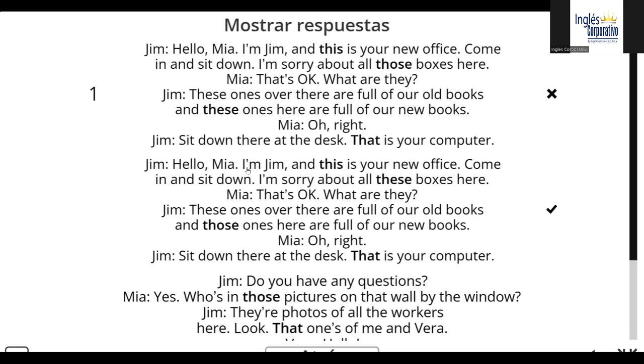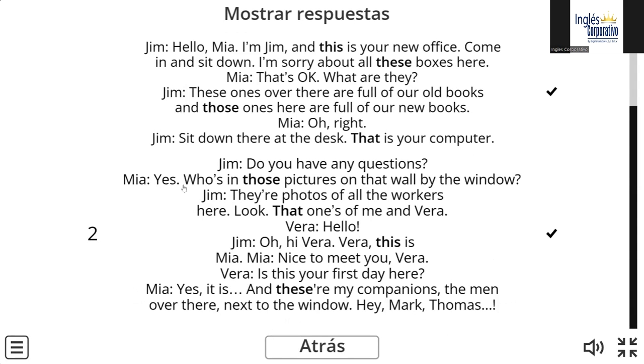Okay. So I think that's the same conversation. So the second one, second part, let's see. I don't know what's going on here. Okay, better. Do you have any questions? Yes. Who's in those pictures on that wall by the window? They're photos of all the workers. Here, look, that one's of me and Vera. Oh, hi, Vera. Vera, this is Mia. Mia, nice to meet you, Vera. Is this your first day here? Yes, it is. And these are my companions.